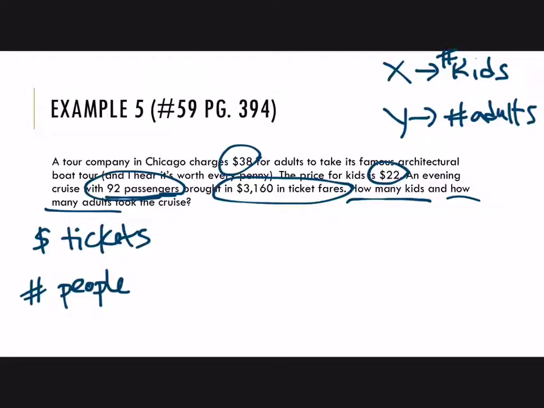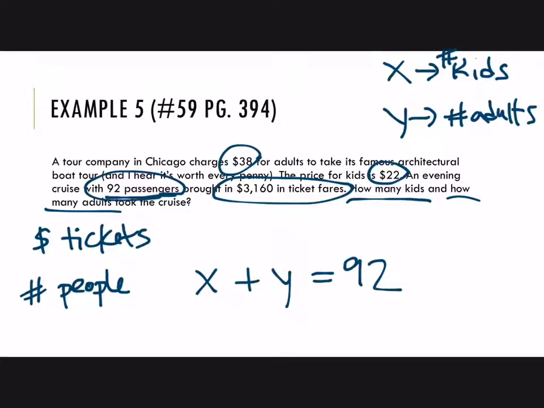Let's start out with the number of people. This one's a little bit easier. We have kids and adults, and those are just the two categories for everybody going on this tour. So basically we're saying the sum of the kids and the adults is 92, or in other words, the number of kids plus the number of adults, X plus Y, equals 92.